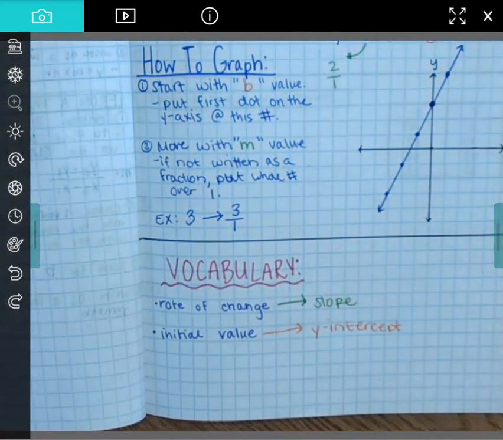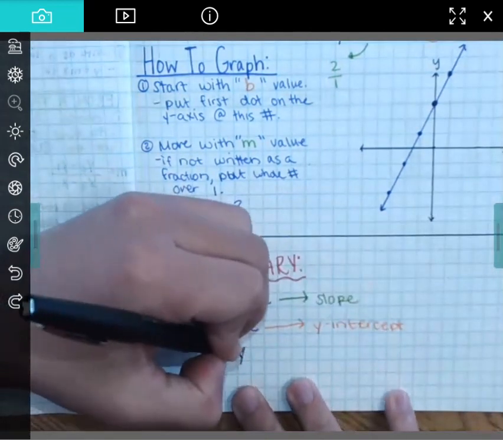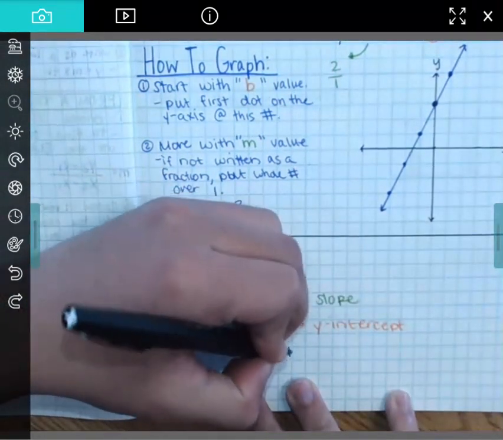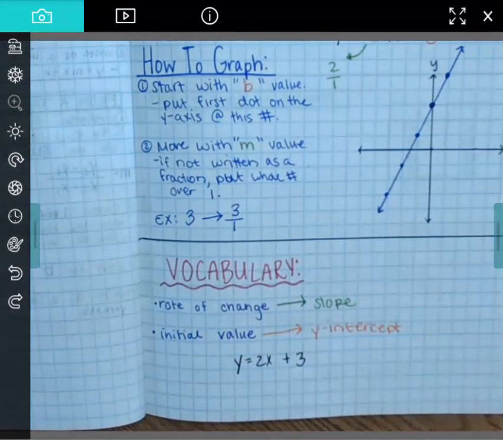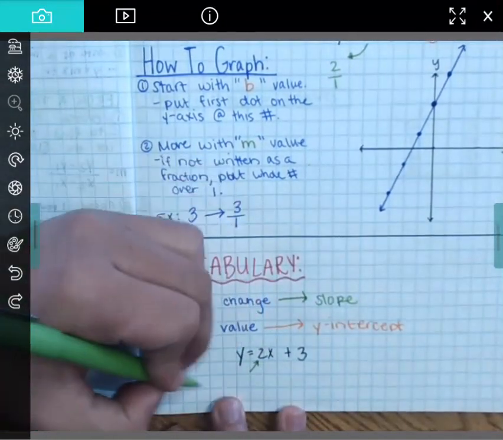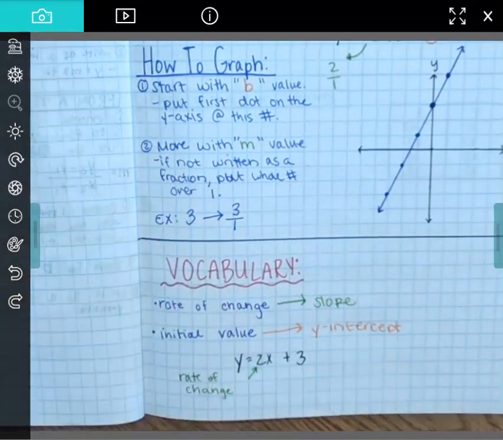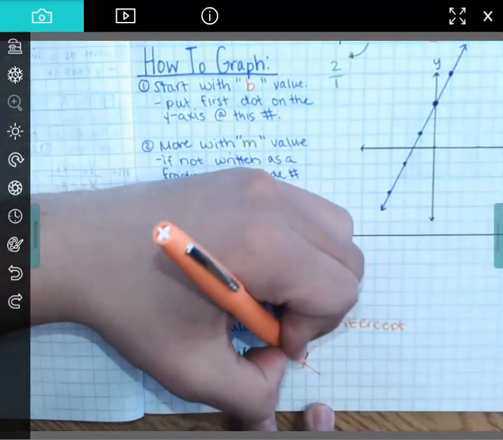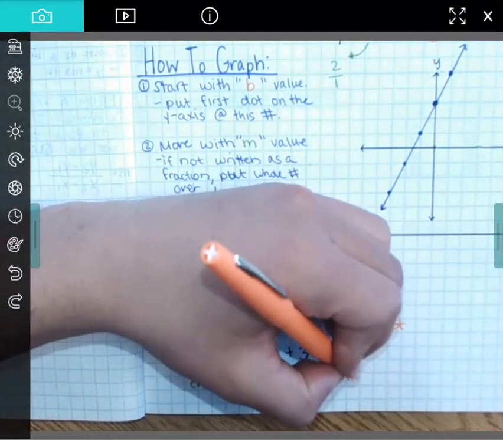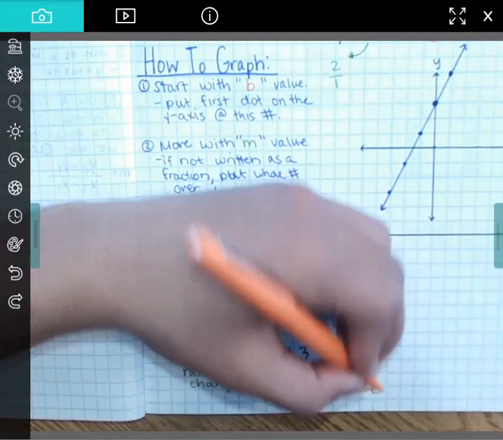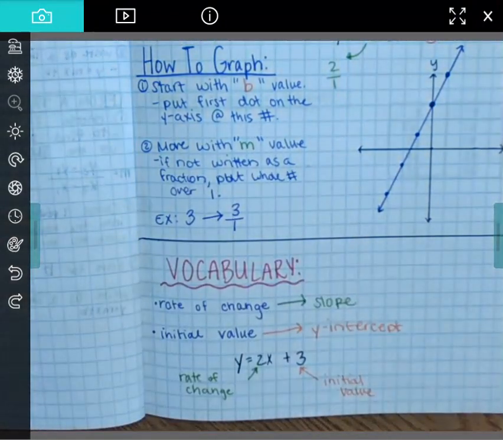So if we had an equation like the one above, y equals 2x plus 3, 2 is my rate of change, and 3 is my initial value. We just want you to know that those words mean the same thing and they're interchangeable.